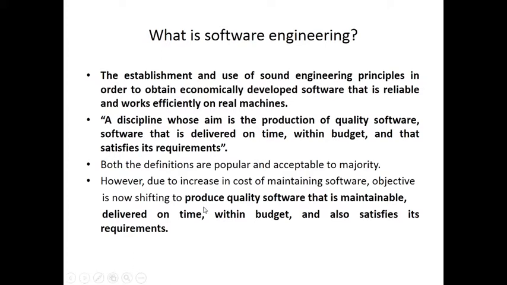So let's see here what it says. Due to increase in the cost of maintaining software, the objective is now shifting to produce quality software that is maintainable. Always remember, it must be maintainable in nature. What does maintainable mean? There must be scope of changes. Delivered on time, within budget, and satisfies the requirement. Okay, fine. There's not much, but just have to remember that it must be maintainable in nature.